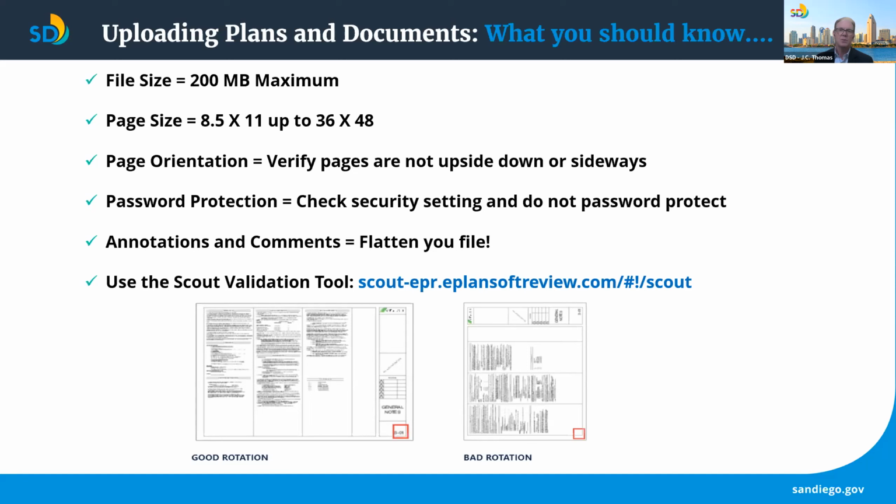That enables us to look at resubmittals and compare those, and makes it a lot easier and faster for our reviewers to conduct their reviews by having the resubmittal in the same format with the sheet number at the bottom right-hand corner as the first submittal. Password protection, that's another thing we want to make sure of: that it's not password protected so that we can apply our digital stamp when we're ready to issue the permit.